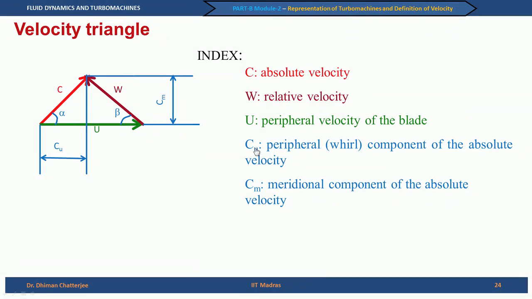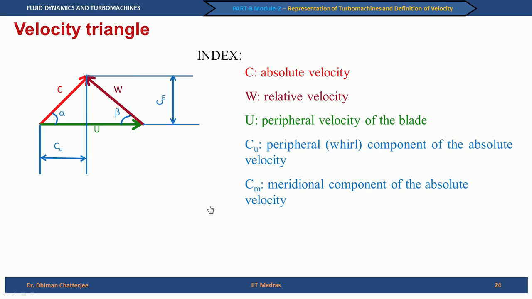Why? Because in the meridional view what you can see is the axial motion or the radial motion in the two cases. So, please note that while Cu represents the peripheral or the tangential or the wheel component of the absolute velocity, the meridional component, with subscript m for meridional, may mean the radial component in the case of radial flow machines, and the axial component in the case of axial flow machines.